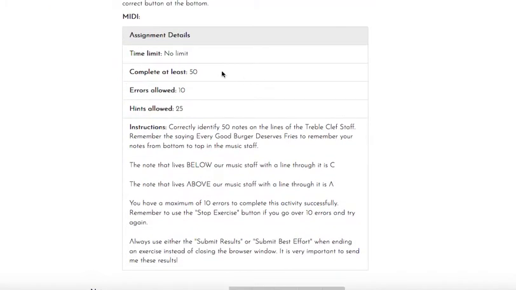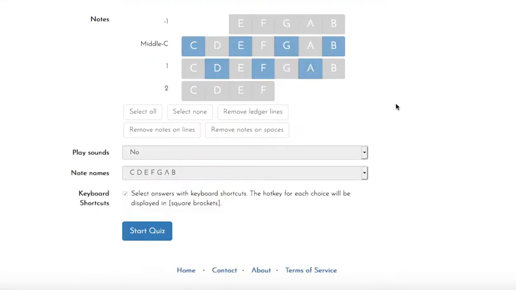Now you have 50 of these. Since we did some of these note naming activities last week, I have bumped up the number to complete. Now what comes with that is I kept the number of errors the same at 10, so our standards go up a little bit. We challenge ourselves a little more each time. But I gave you a ton of hints. I gave you 25 hints to use for this activity. So lots of chances to check your work. You can use all of these as you're going through to make sure that you are answering correctly as you go. Let's take a look at this.